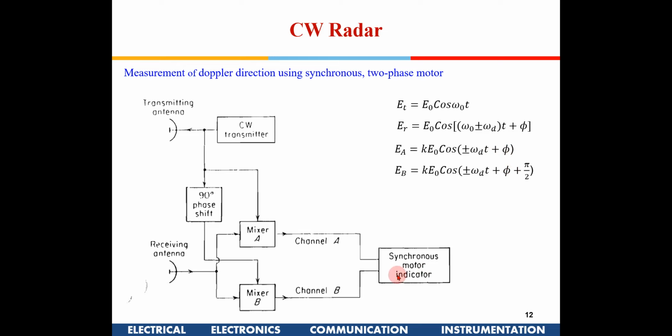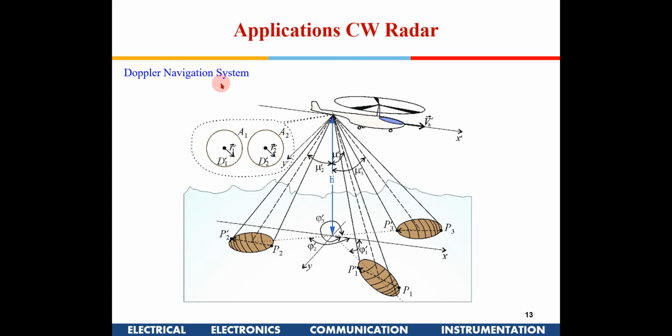Although way back in the 1950s or 60s, we used to have these synchronous motor indicators and all, now through simple DSP processors, we can compute the velocity as well as the magnitude and the sign of the omega d, which would indicate whether the aircraft is approaching or moving away from the target. That can be computed.